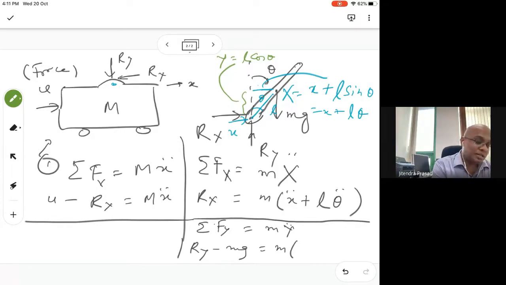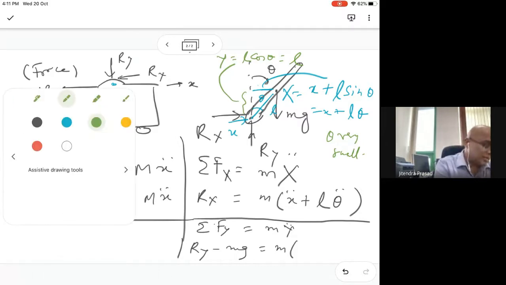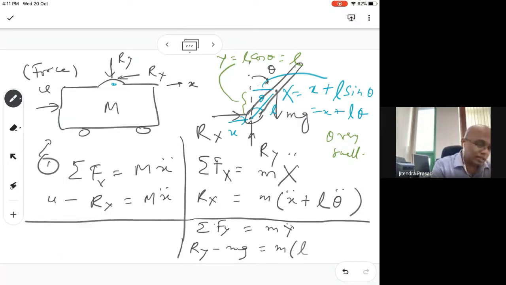So we are assuming theta very small. In that case, you get y simply equal to L. Sorry, this will be L cos theta. So this is equal to L. This will be double dot, so it will be equal to 0.